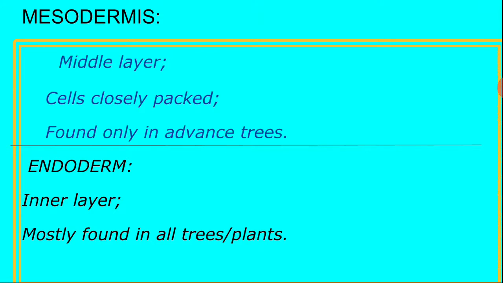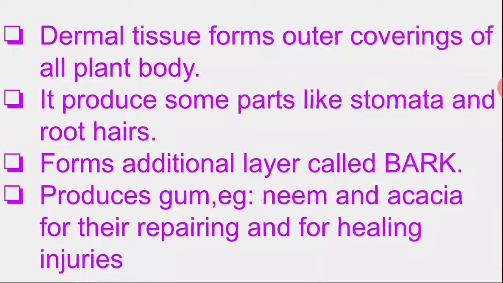Coming to mesodermis, this is the middle layer. The cells again are closely packed, and these are found only in advanced plants or advanced trees. Endodermis is the inner layer, mostly found in all trees and plants. Now let us see the last thing. Dermal tissue forms the outer covering of all the plant body. It produces some parts like stomata and root hair. Even root hair contains dermal tissue.